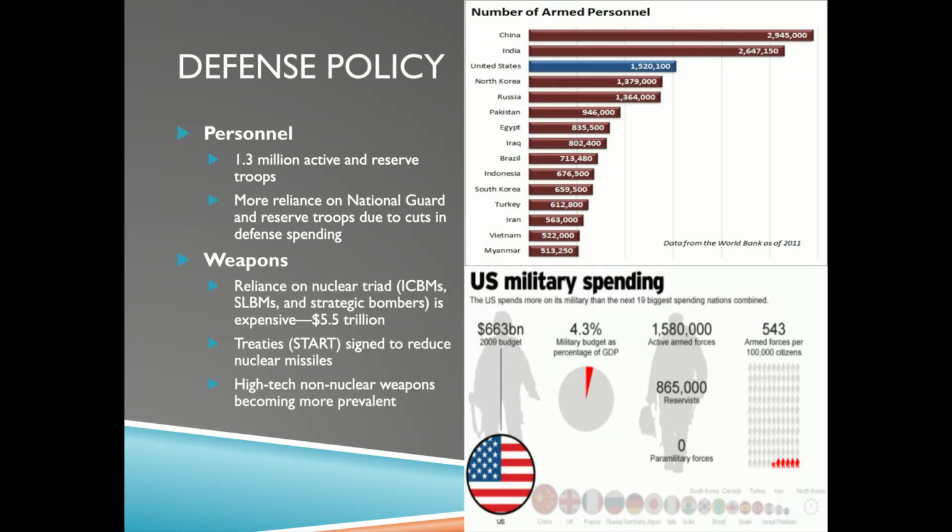In terms of weapons, we have a large reliance still on the nuclear triad of ICBMs or intercontinental ballistic missiles, SLBMs, and strategic bombers. This stuff is expensive, like $5.5 trillion per year. We have treaties such as START, designed to reduce nuclear missiles, but we still have tens of thousands of nuclear missiles spread around the United States. We also have high-tech non-nuclear weapons that are becoming more and more prevalent, drone strikes and things like that. We have the third largest standing army in the world, behind China and India.